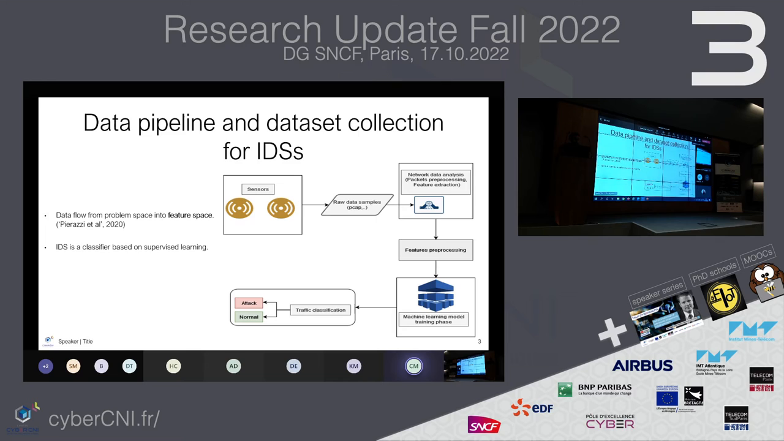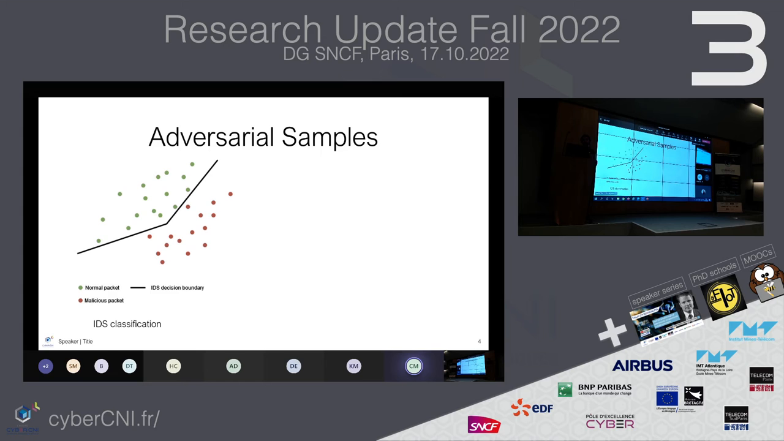So the intrusion detection system here is a classifier based on supervised learning, meaning that we have the label for each packet or for each sample. We can also work on anomaly detection, which uses unsupervised learning, but in this work we focus on supervised learning. Then the final step after the training is traffic classification, where the model classifies a packet as normal or attack. If you focus more on this classification, it looks like this: the IDS discriminates between the normal samples, which are the green ones, and the malicious packets, which are the red ones.